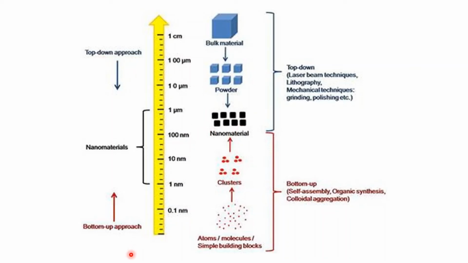And if you start with the bottom up approach, then your atoms and molecules are in the range of 0.1 nanometer. By using bottom up techniques like the sol gel method, self assembly, and organic synthesis, you will get clusters of size 1 nanometer to 10 nanometers. Then you will get nanometal from these clusters. So these are the two approaches, top down and bottom up, for synthesis of nanoparticles. In both approaches you have different types of techniques.